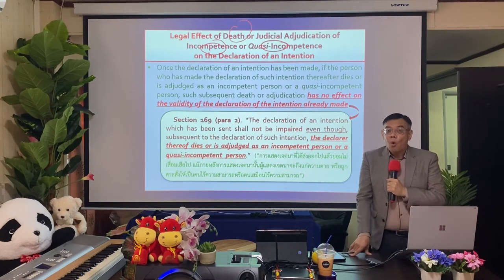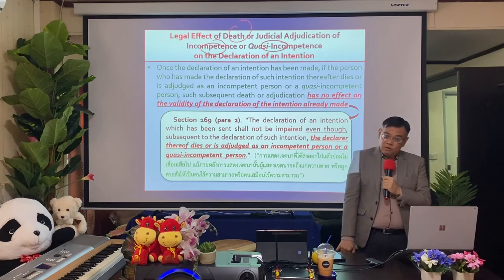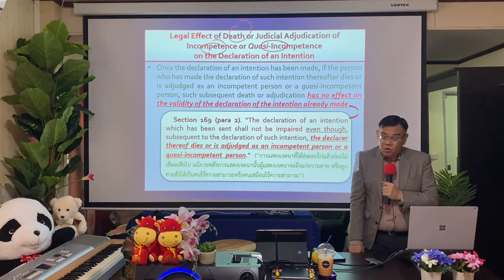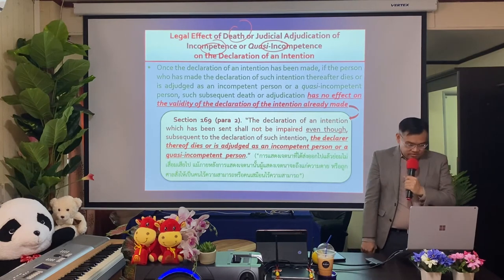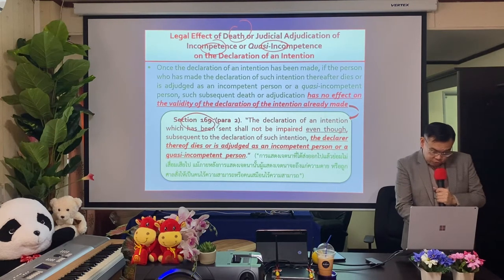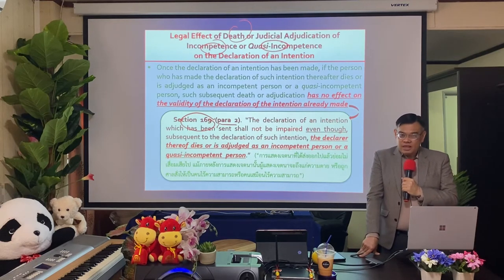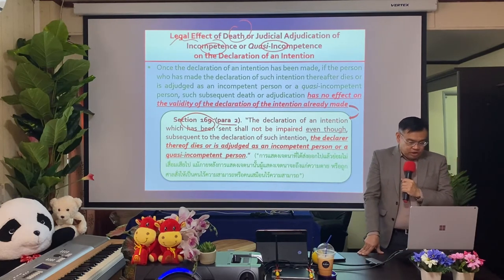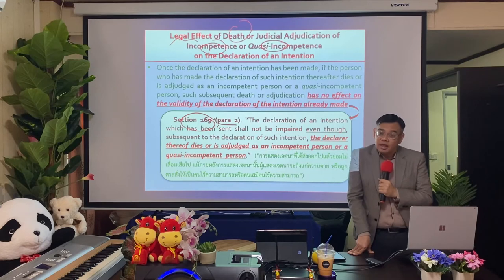Put simply, after a person has made a declaration of the intention, does his subsequent death, or his being adjudged as an incompetent person or as a quasi-incompetent person, have any effect on the intention which he has declared? In this case, we have to refer to the rule contained in section 169 paragraph 2. Section 169 paragraph 2 speaks of the legal effect of the death or of the judicial adjudication of incompetence or quasi-incompetence of the person who has declared an intention.